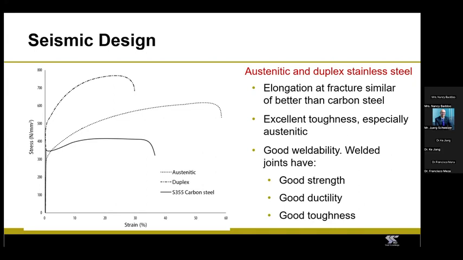Now, you need to be aware that duplex stainless steel might require preheating before welding. And also, they don't have a pre-qualified welding procedure in the American welding standard. And that means that if you need to weld duplex stainless steel, you will need to develop your own welding procedure.